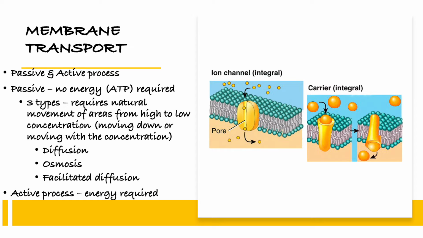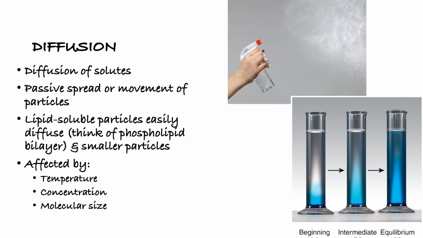Like I said earlier, substances or molecules are going to be moving from an area of high concentration to low concentration. We also use the term they're moving down the concentration gradient, or they're moving with the concentration gradient. Here we can see the ion channel, substances are passing through the ion channel to enter the cell, and then there's also a carrier protein that substances will use in order to get inside the cell.